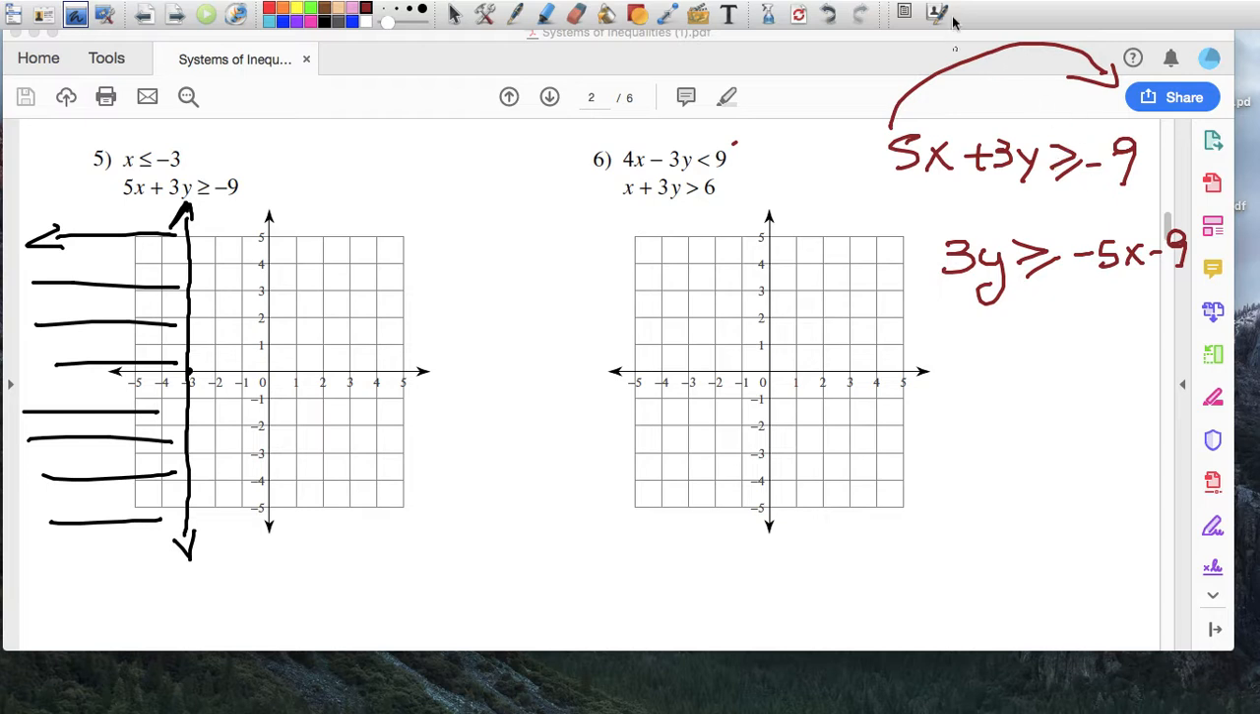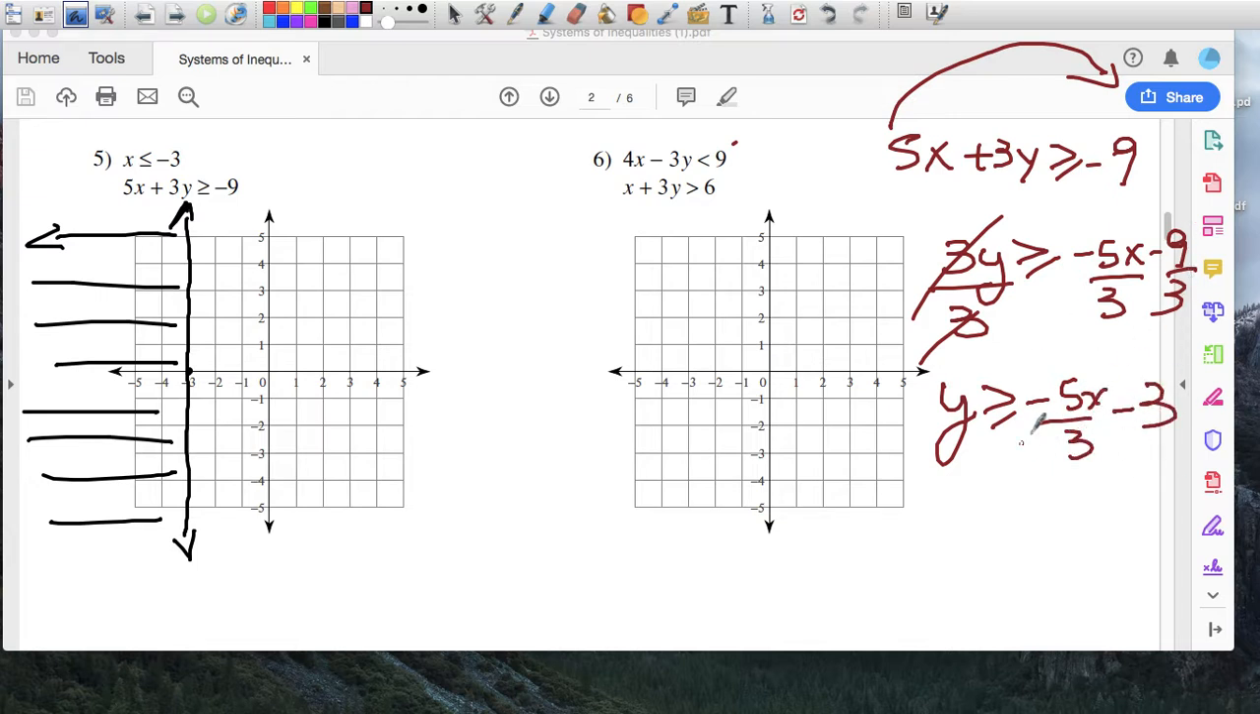It's all the same thing. Okay, so we're throwing the 5x on the other side, but when I throw it to the other side, it becomes negative. Now I have to divide this by 3, divide this by 3, divide this by 3, divide this by 3. I'm going to get that y is greater than or equal to -5x over 3, minus 9 divided by 3 is 3. So that's my equation in slope-intercept form, which I can now use to graph.